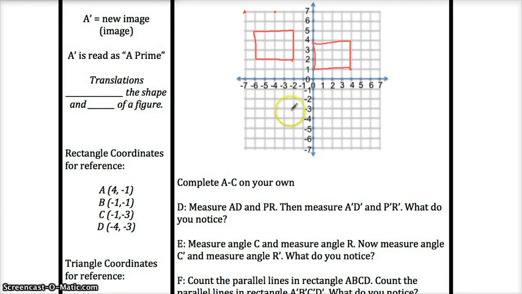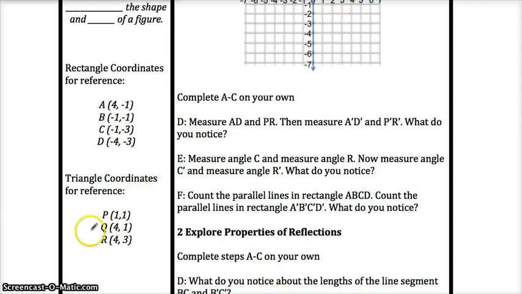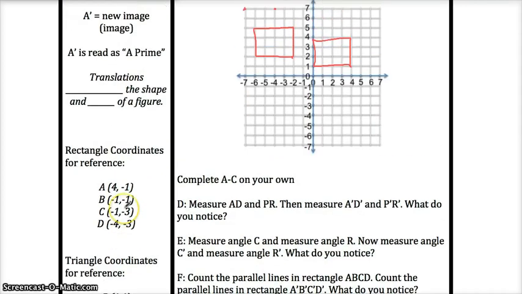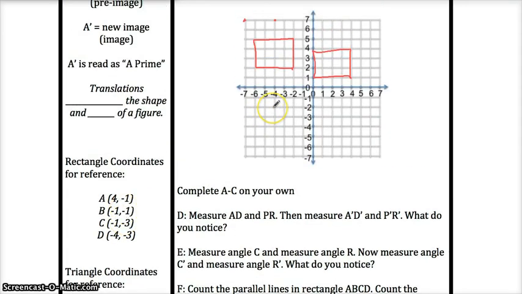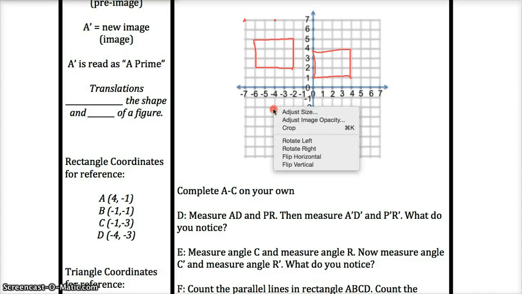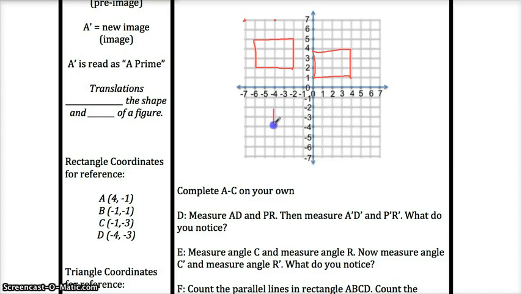Okay, then it's asking you to do the same exact thing with the triangle. So if you need the triangle coordinates, those are right here. You're going to draw the triangle, which is just a right triangle. Sorry. It looks something like this. And it's asking you to move this one 5 units to the left and 2 units up.